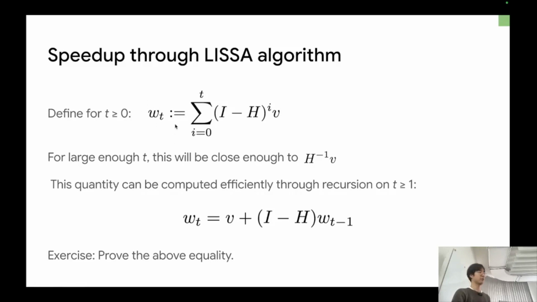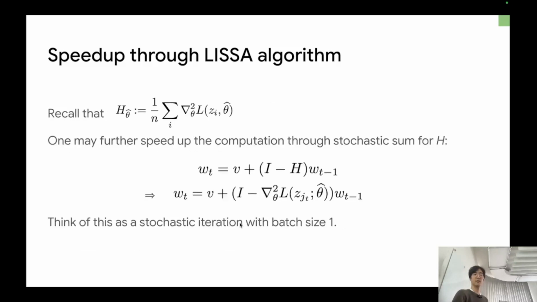I'm going to write Wt for simplicity for this partial sum. The intuition is that when t is large enough, Wt is close enough to H inverse times v. We are going to use this in a recursion to approximate more and more closely the target quantity H inverse v. The exercise is to prove this equality here, given the definition of Wt and given that W0 is v.